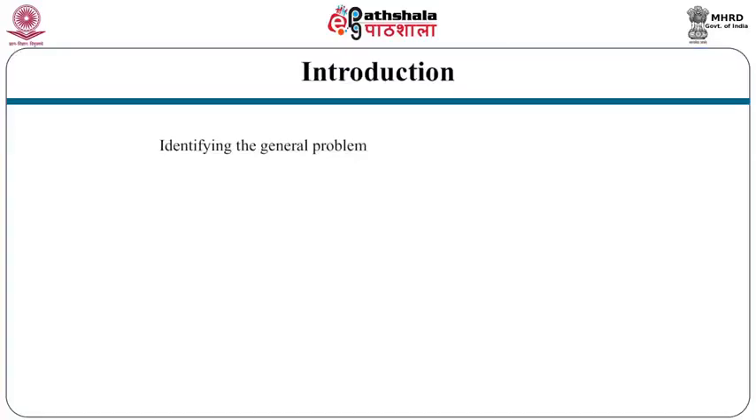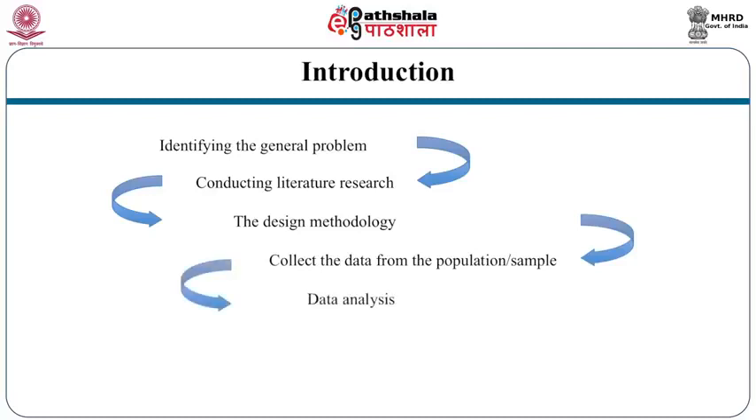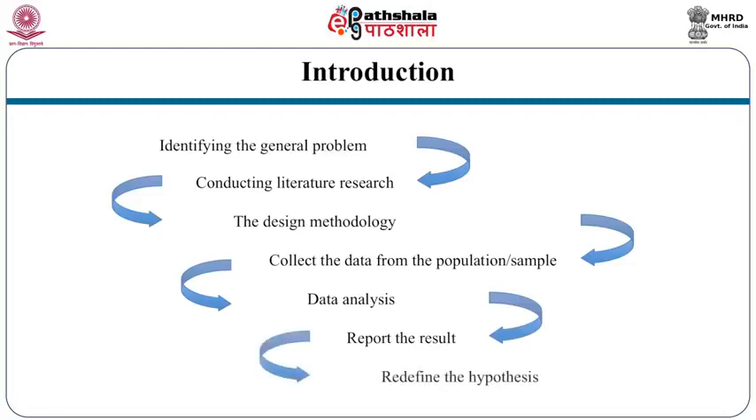A research process involves identifying the general problems, conducting the literature research, deciding the design methodology, collecting the data either from the population or from a sample, then analyzing the data and reporting the result. This involves writing, and often it is also called technical writing. Then at the end, of course, we have to redefine the hypothesis and redo the research activity if we are not happy with the results.